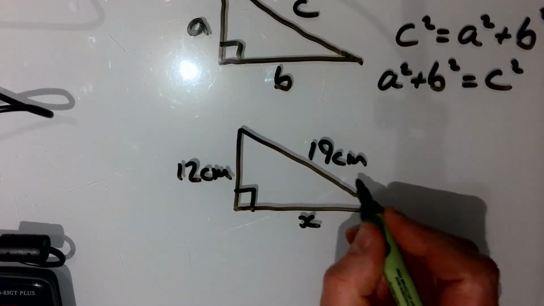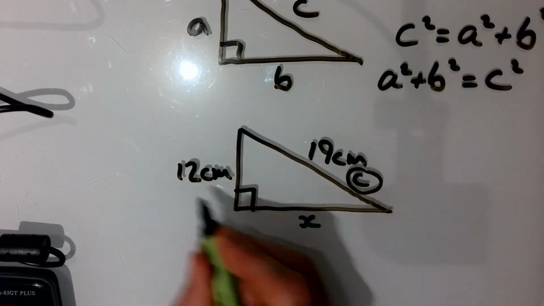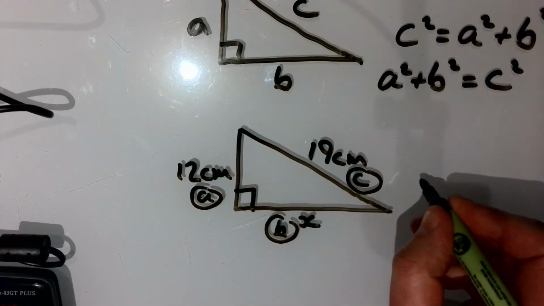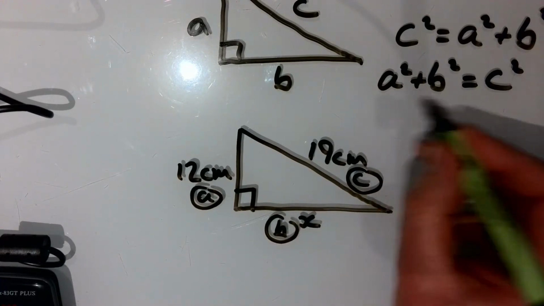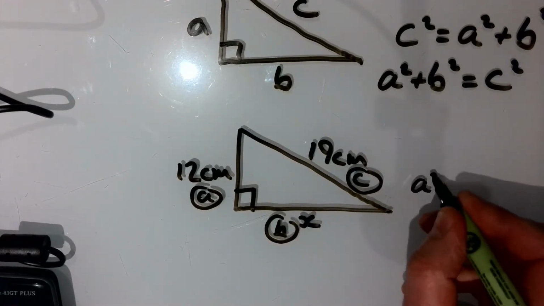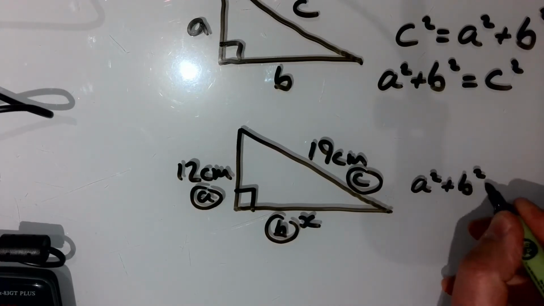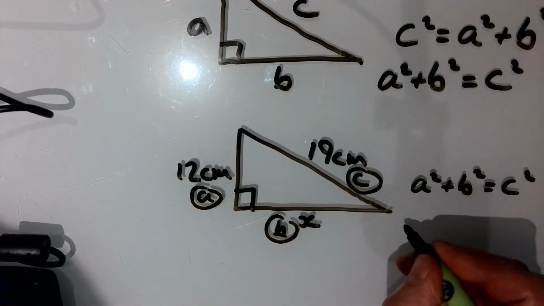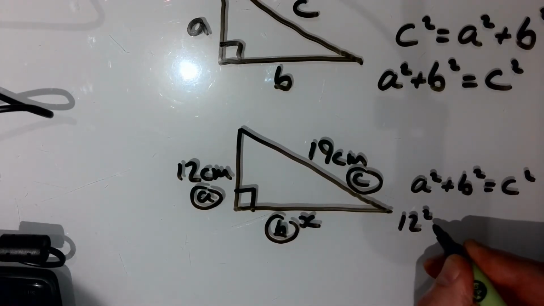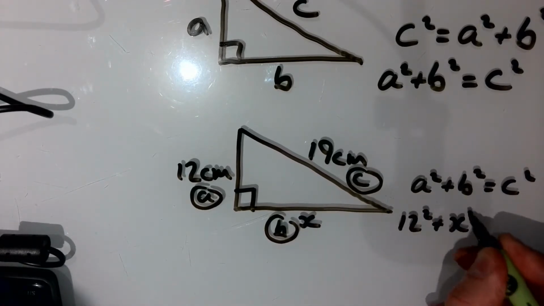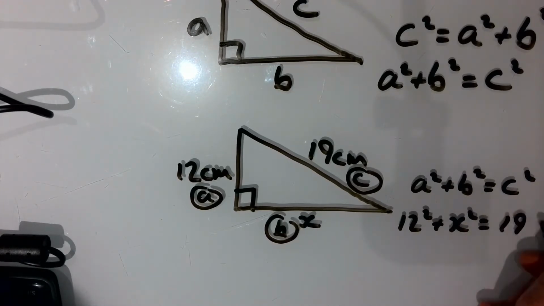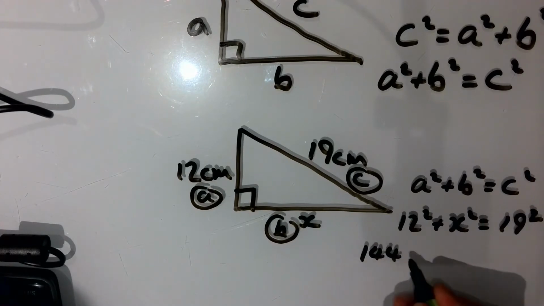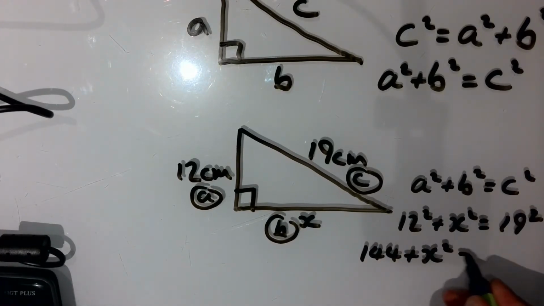We label our sides as ever. C is the longest one, the other two don't matter, A and B. So Pythagoras theorem states that we're going to use this version of it here: a squared plus b squared equals c squared. A is 12, so we're going to go 12 squared plus x squared equals 19 squared. 12 times 12 is 144, plus x squared.